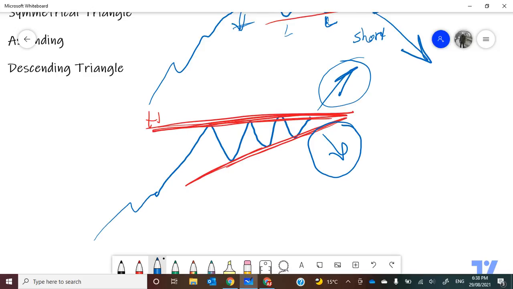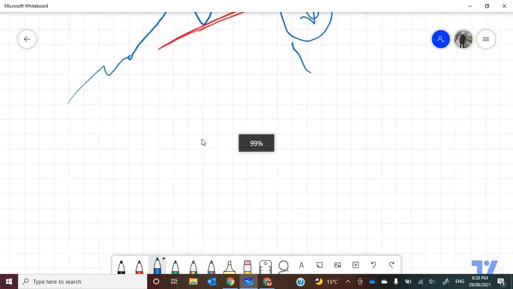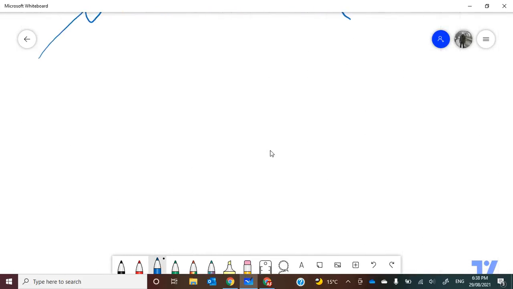The other one is descending. So descending triangle. For the ascending triangle, we had the resistance line, but for the descending one, which is the bearish formation, we have a support line. So let me just draw a support line here.